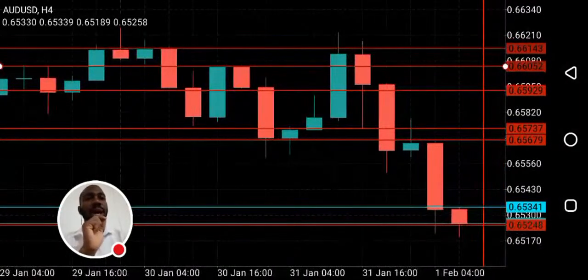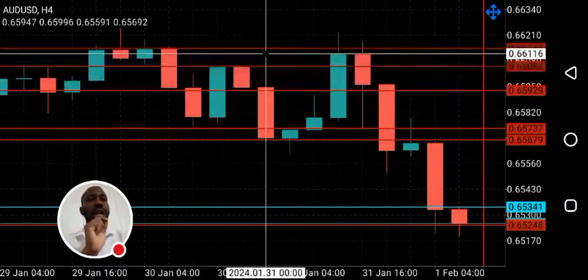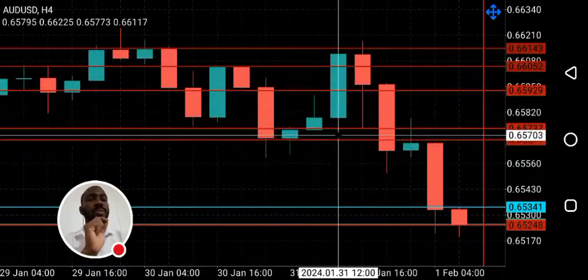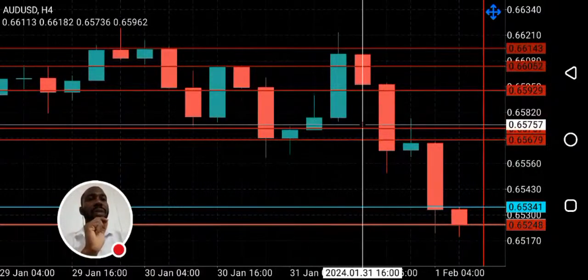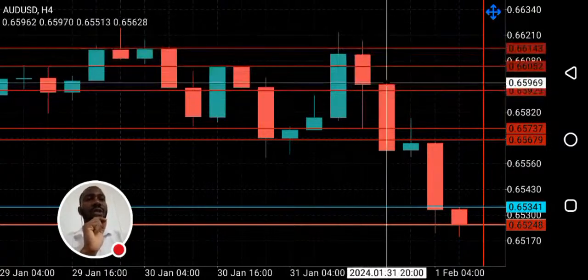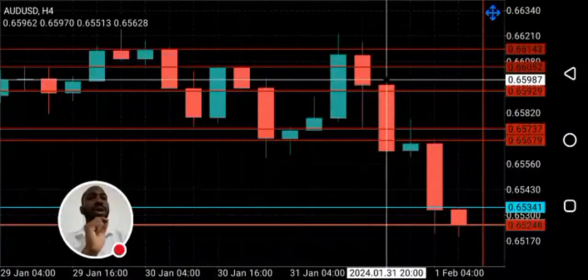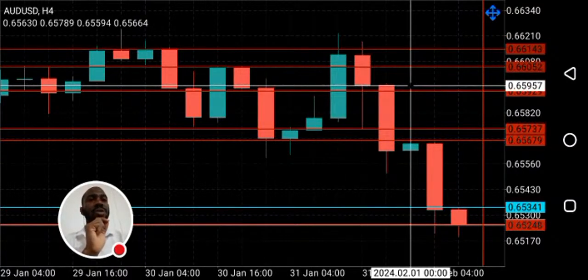This was a supply zone. Can you see that? Price tested that supply zone and there was a strong rejection from it, and the candle that closed was an angry man. So this would have been the best time to sell.